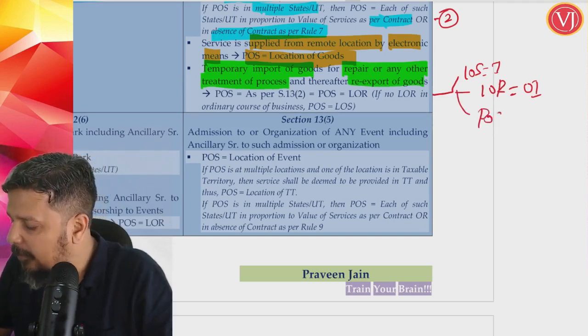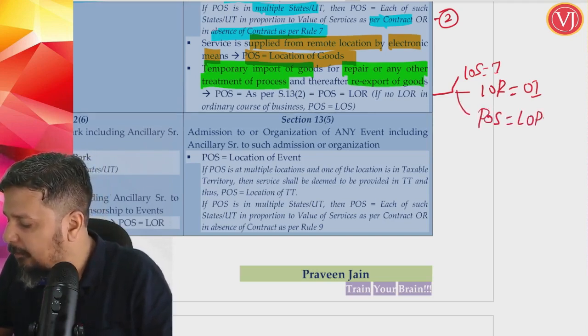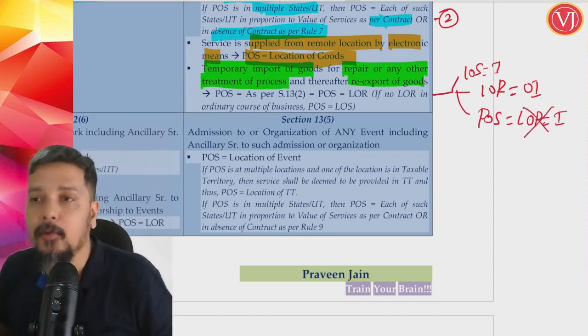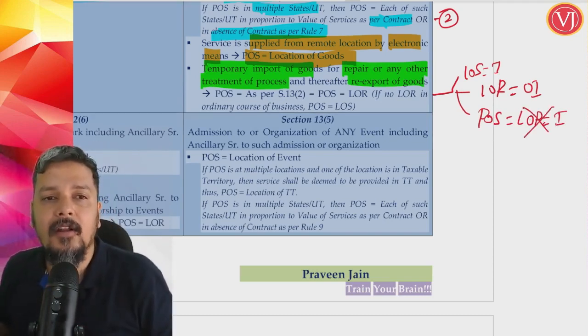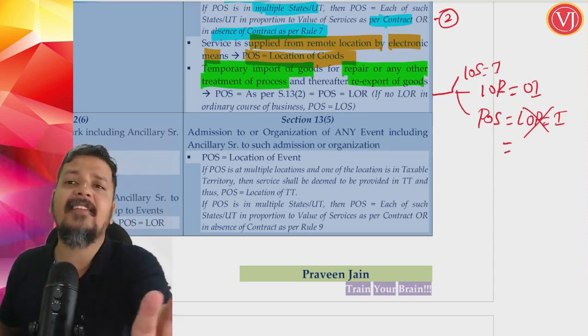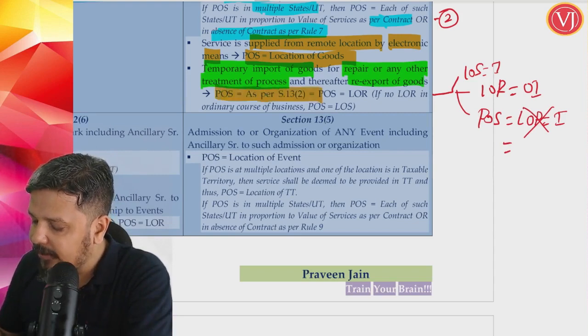If they go with the normal place of supply, which is location of performance, it will be in India. It may not qualify for export. Therefore, they tell that go with residuary provisions. They don't give an answer here. They tell that go with residuary provision.